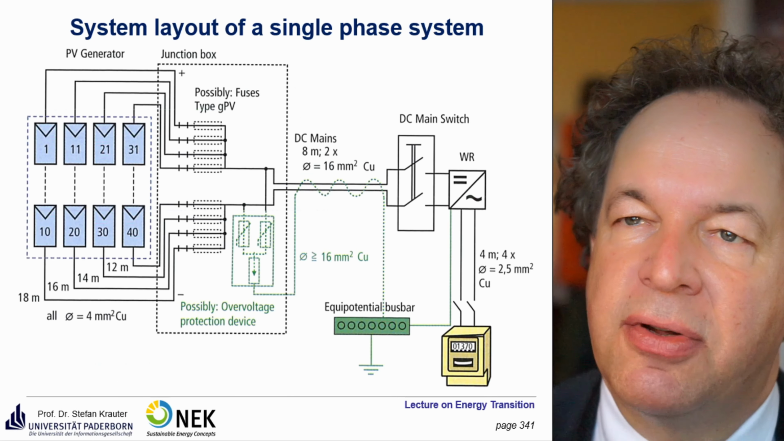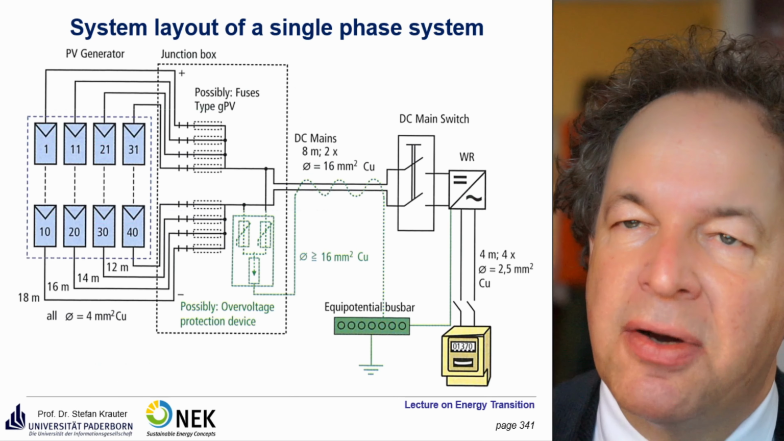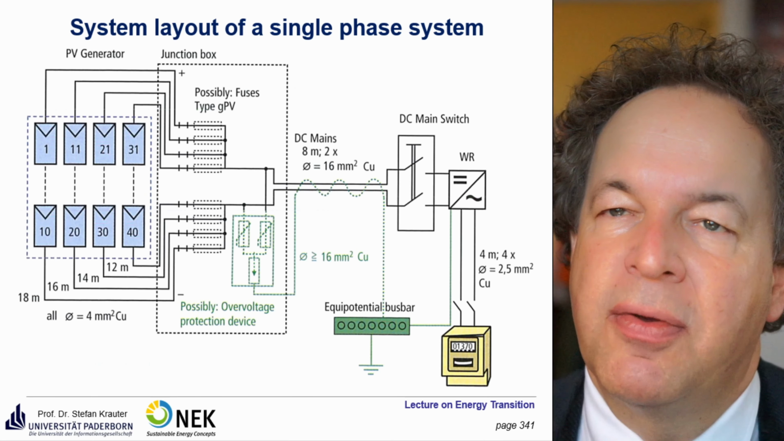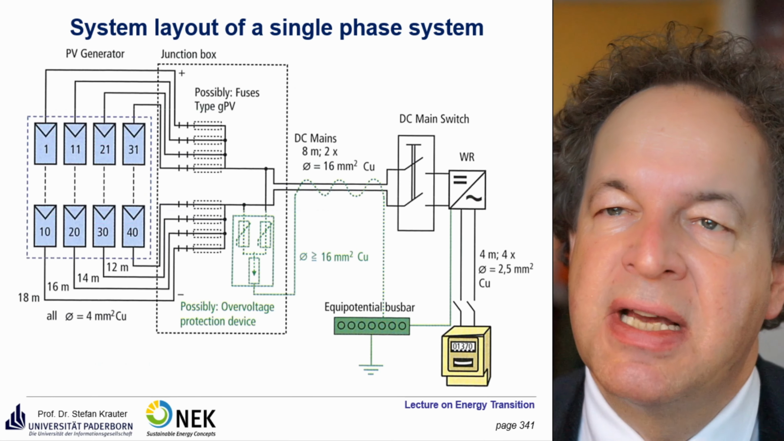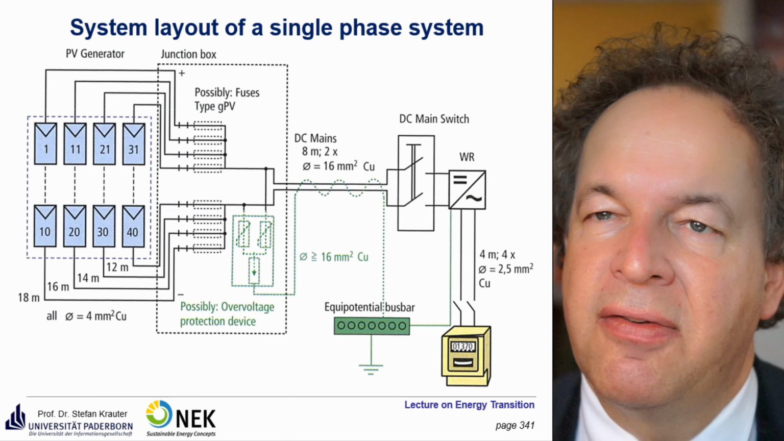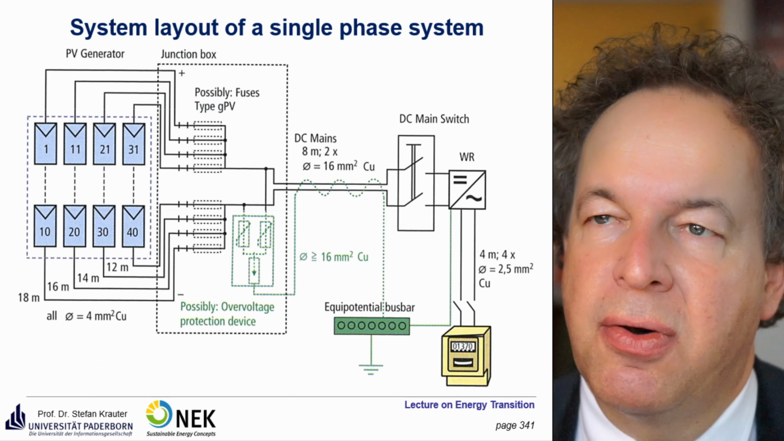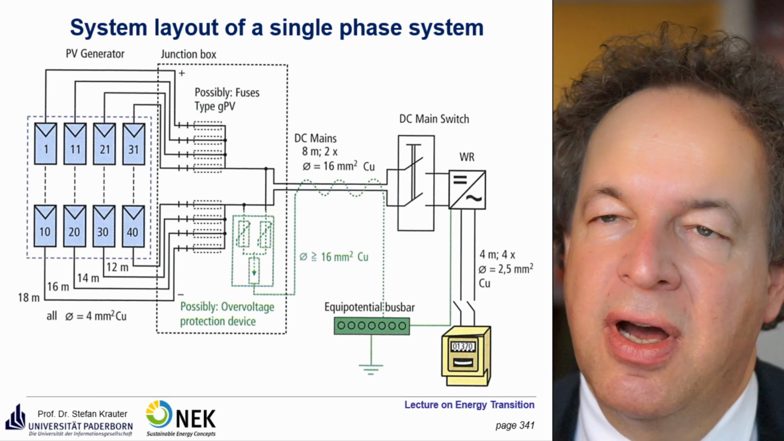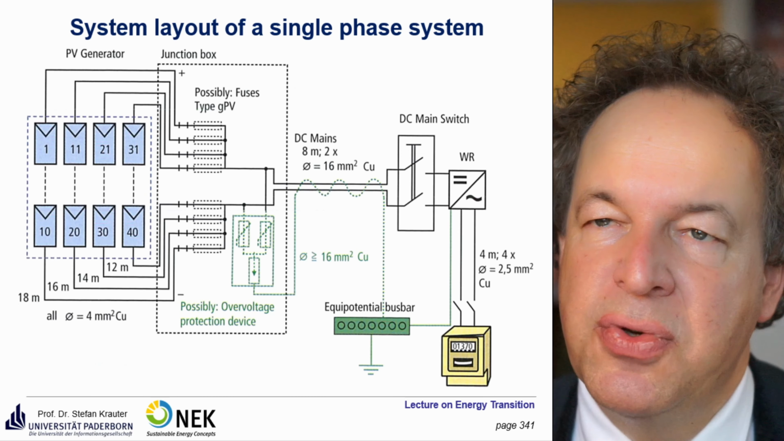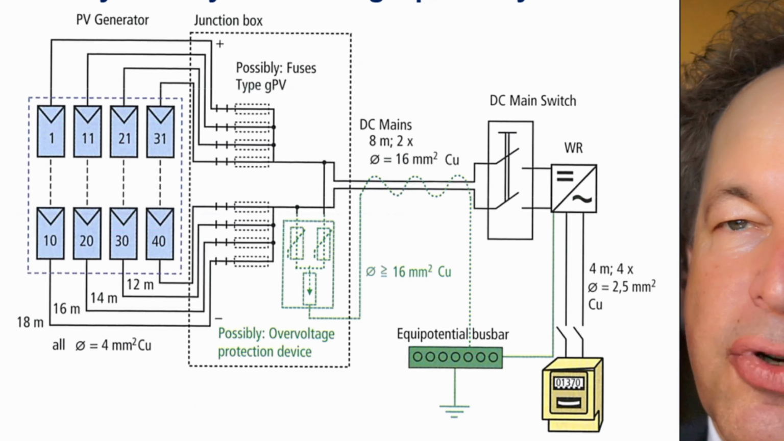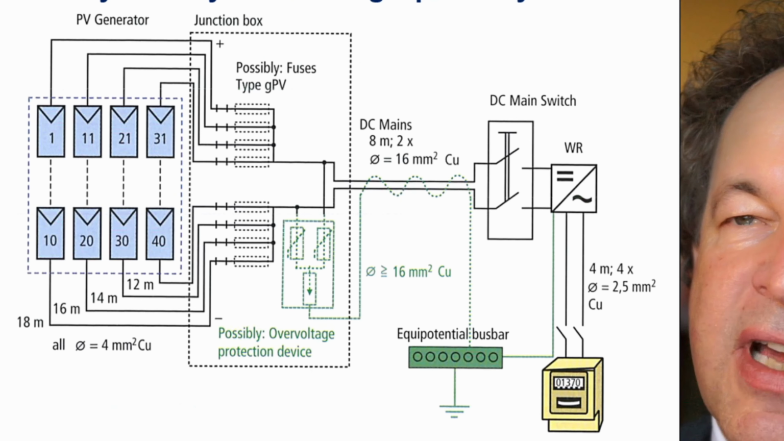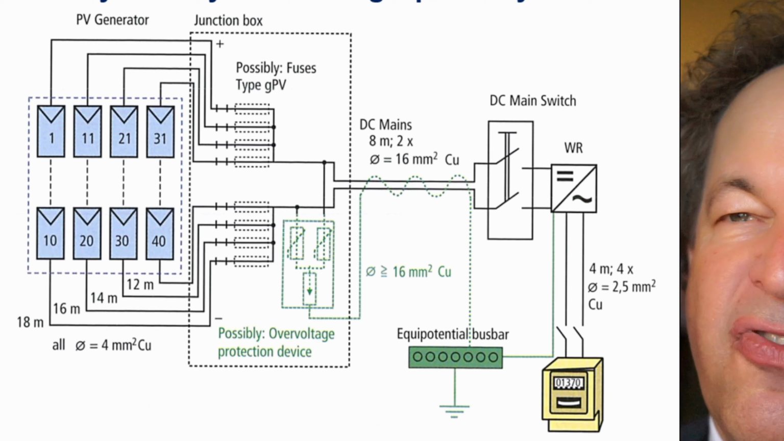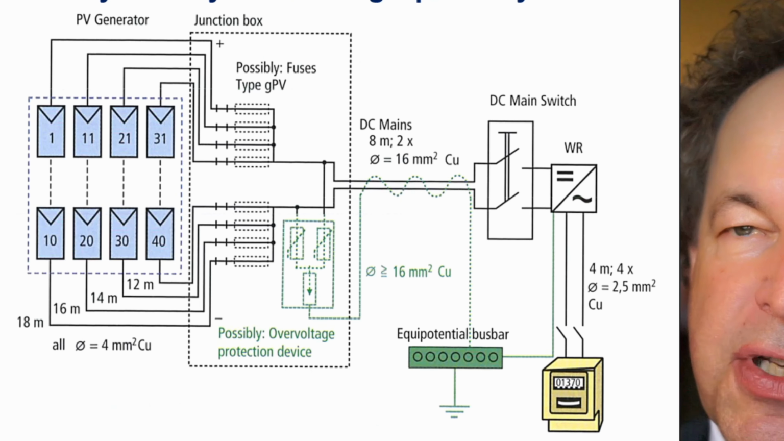System layout for grid connection. You here see some layouts as we saw before. So we have the PV generator, several strings. They get connected in parallel within the junction box, as we saw before in the Chinese example with 127 kilowatts. And you have either string diodes or fuses. Then you have a lightning protection, and then you have a cable which goes to the inverter, or before that the DC main switch, which was integrated in that junction box as we saw before.